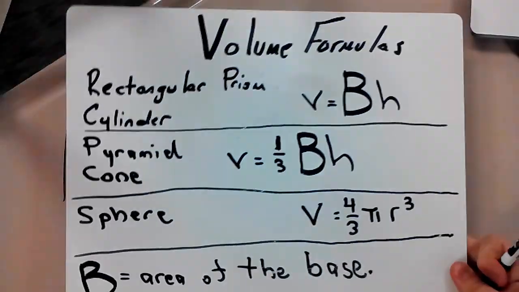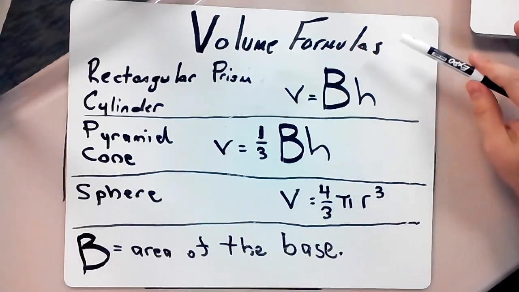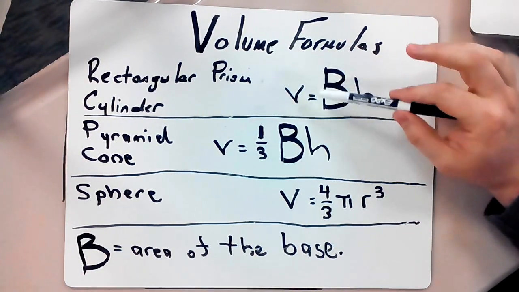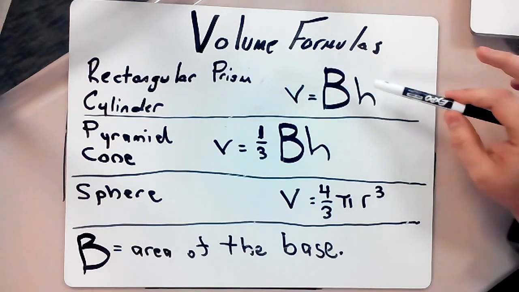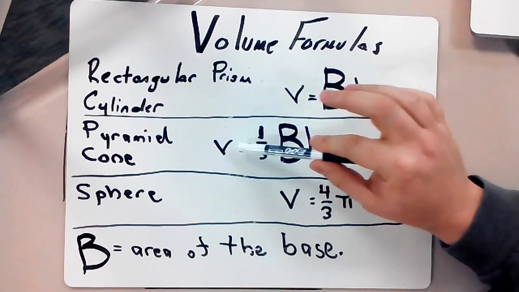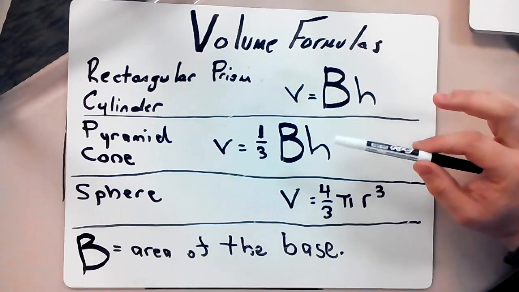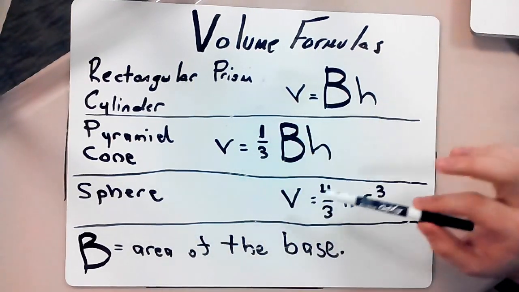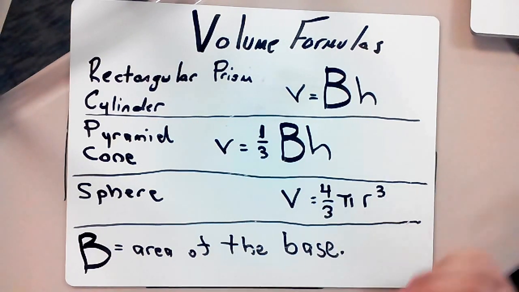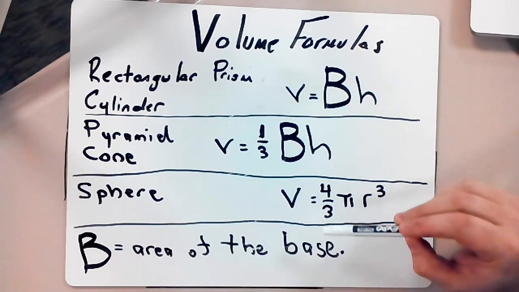Okay, so first we're going to look at what volume formulas we need to know. We have the rectangular prism and a cylinder. That is volume equals big B times the height. Pyramid and cone, we're going to have volume equals 1/3 big B times the height. Then we're going to have the volume of a sphere. We have volume equals 4/3 pi r cubed. And big B is the area of the base.